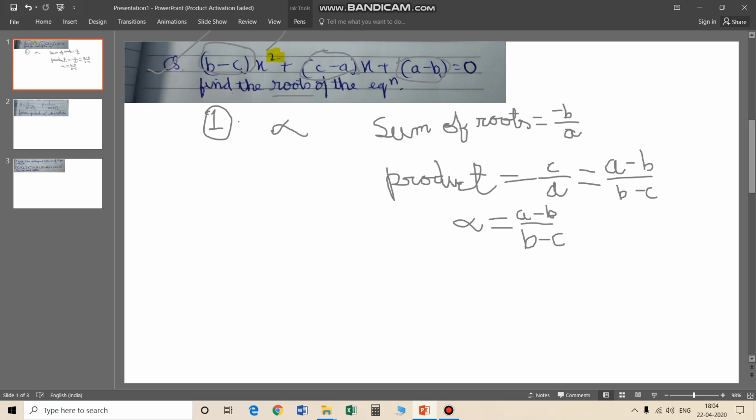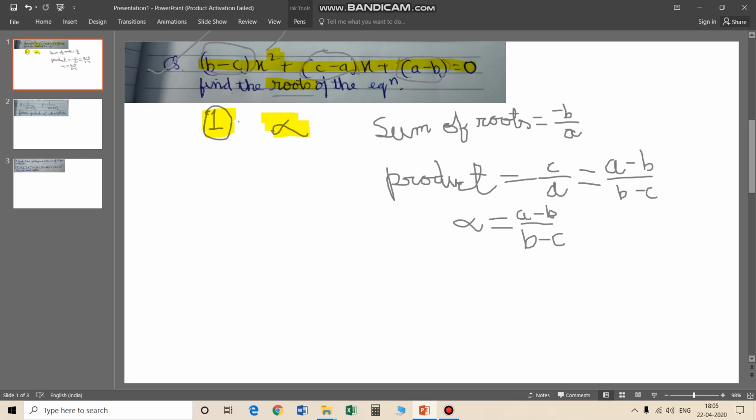Now (B minus C)x square plus (C minus A)x plus (A minus B) is equal to 0. This was the given equation. We have to find the roots of the equation. It was clear that one root is 1. I thought the other to be alpha.